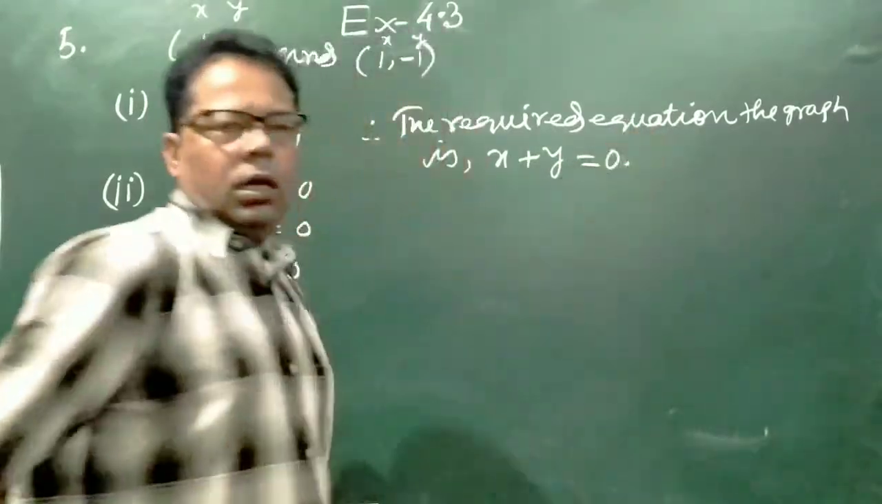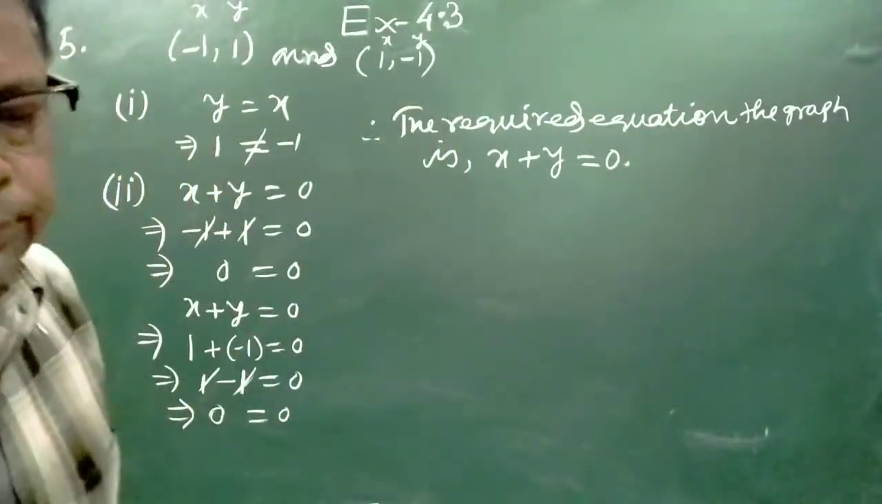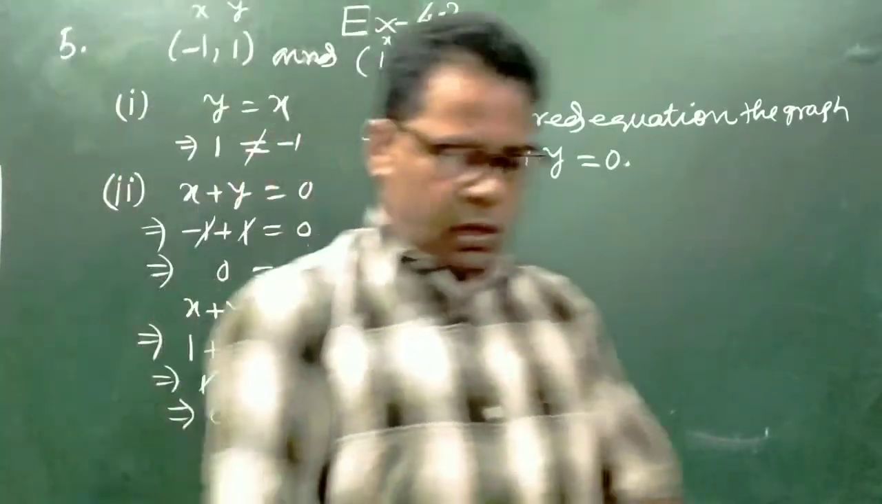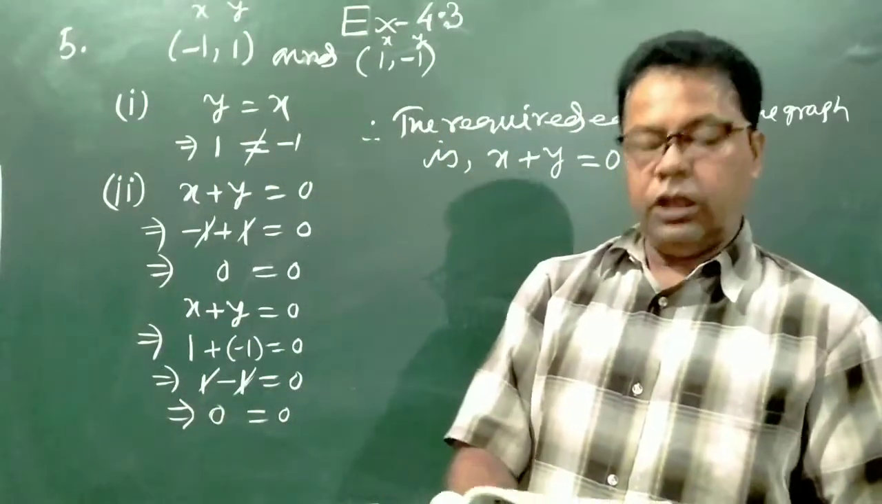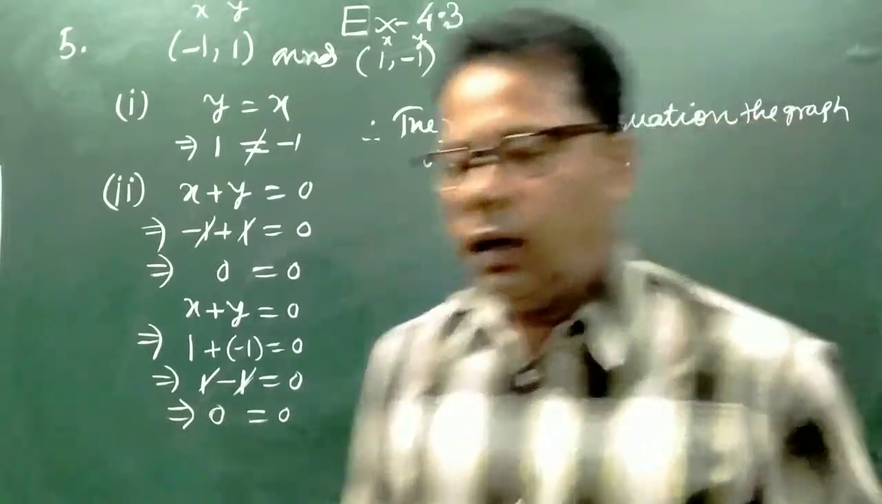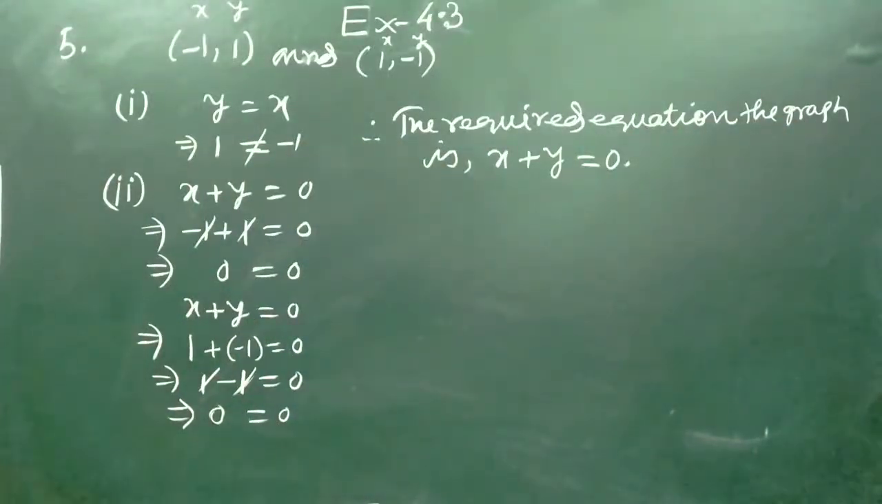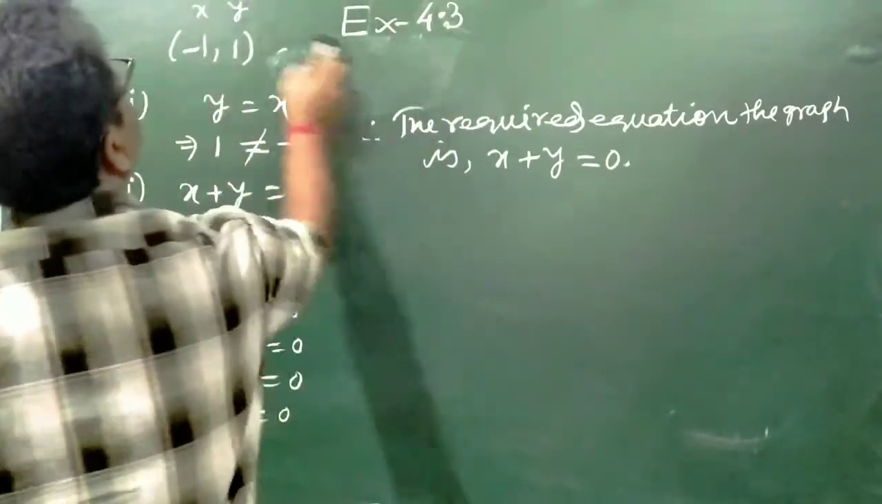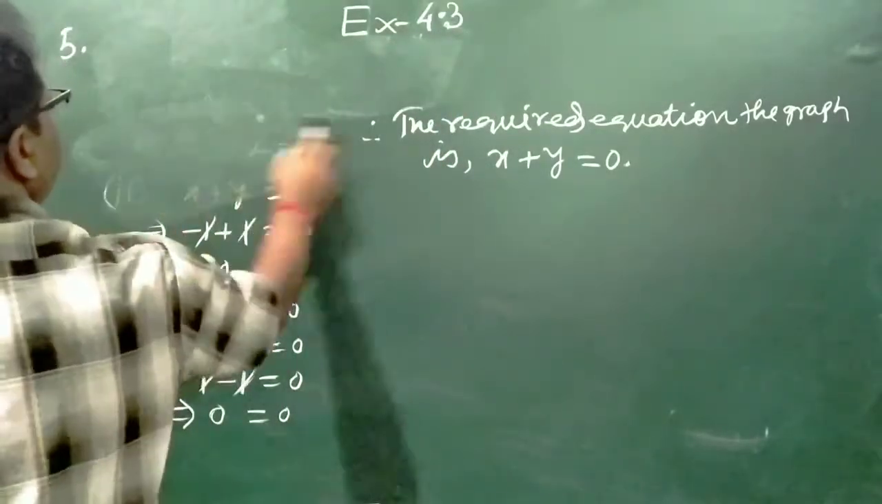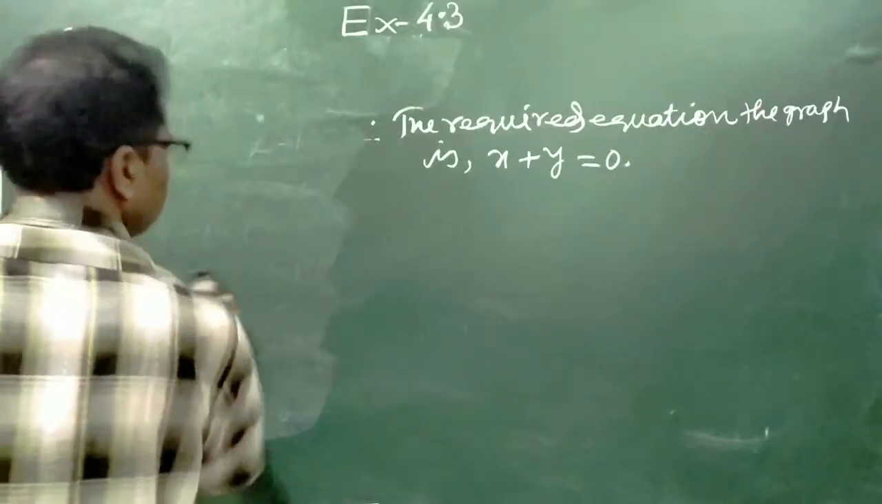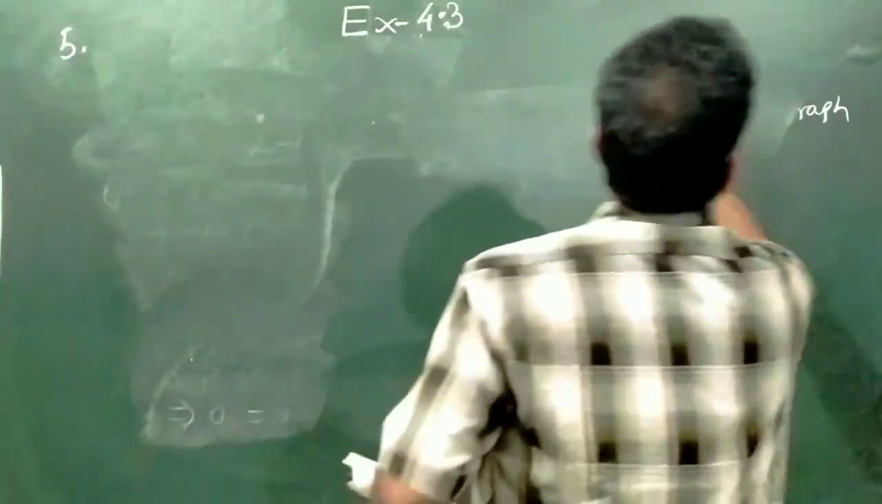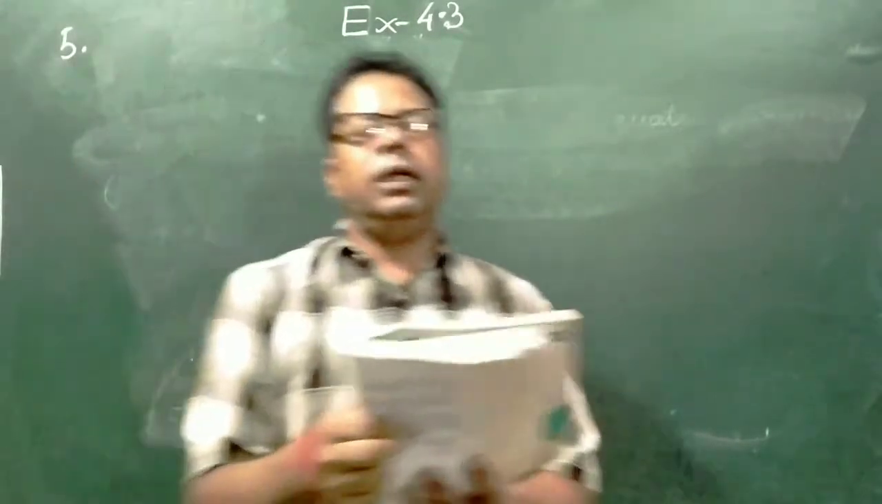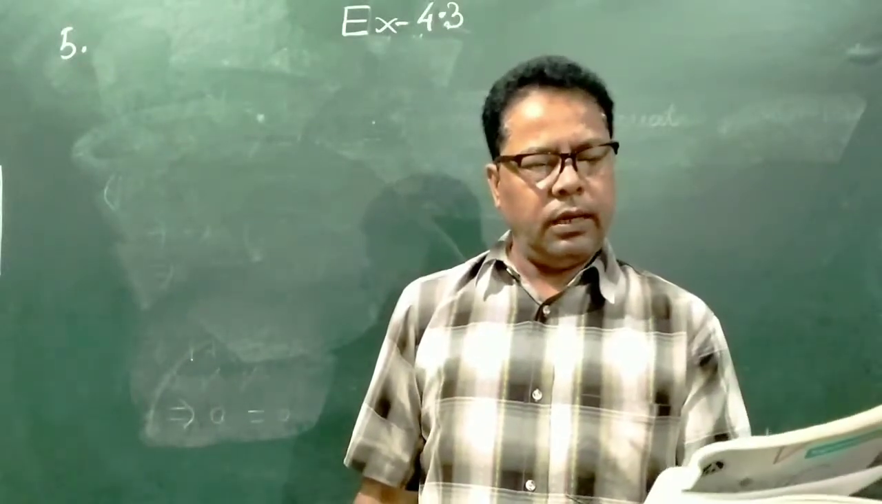Let's see figure number 4.8. There are 3 points lying on the graph. Then 3 points are to be satisfied here. So read these 3 points which are lying on the equation of the graph.